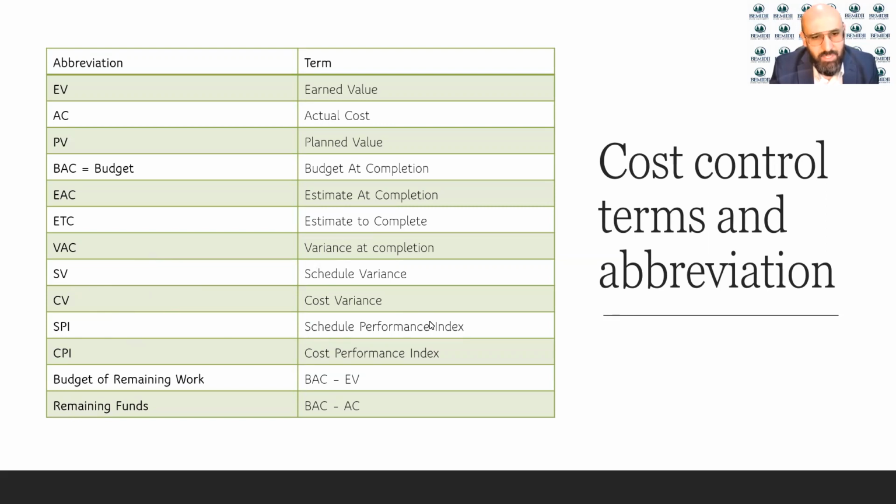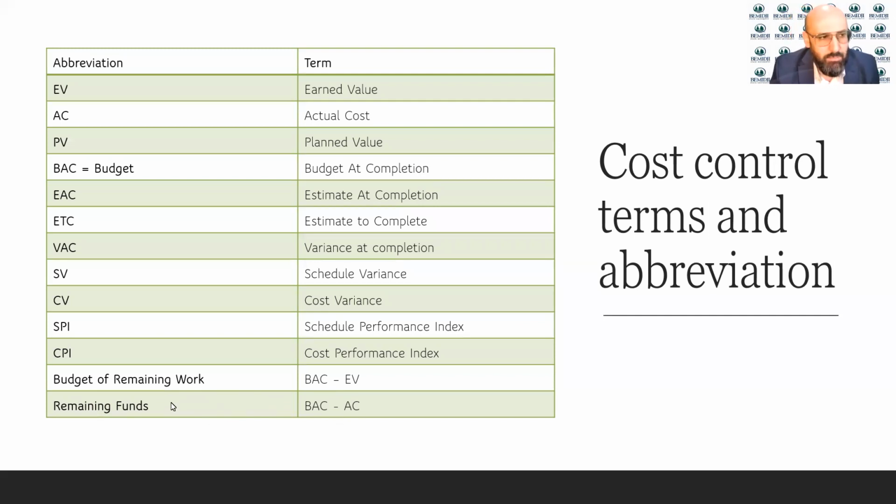The SV, that would be the schedule variance. CV, the cost variance. SPI is the schedule performance index, and CPI is the cost performance index. Budget of remaining work is equal to BAC minus the earned value. Remaining funds would be BAC, which is the budget, minus the actual cost, the AC.